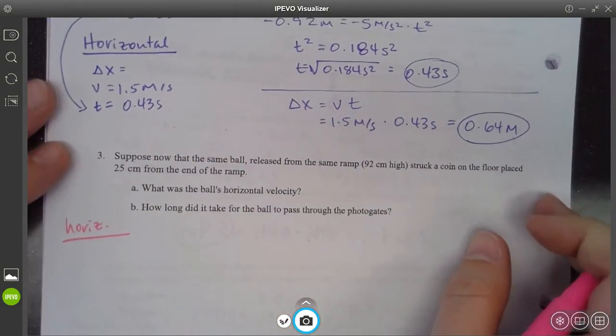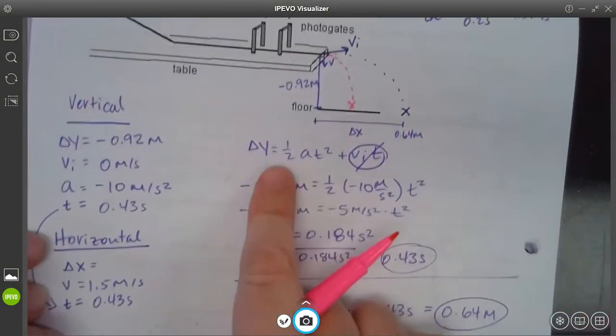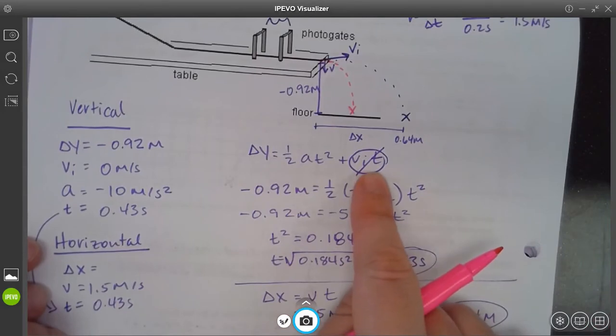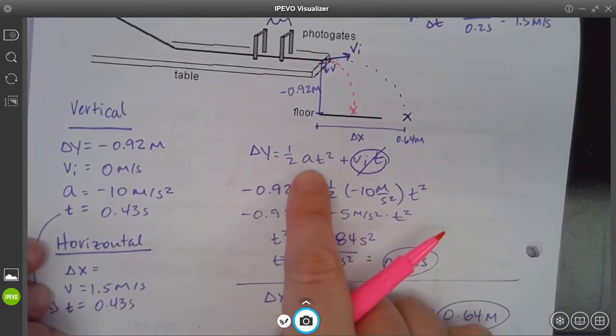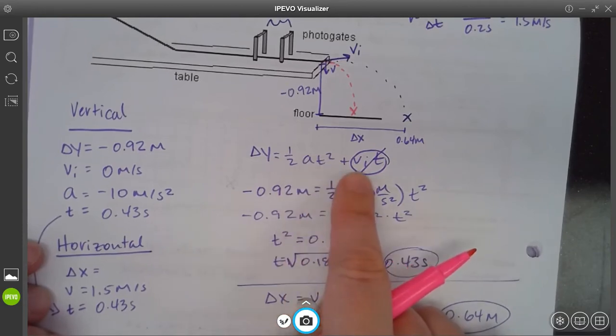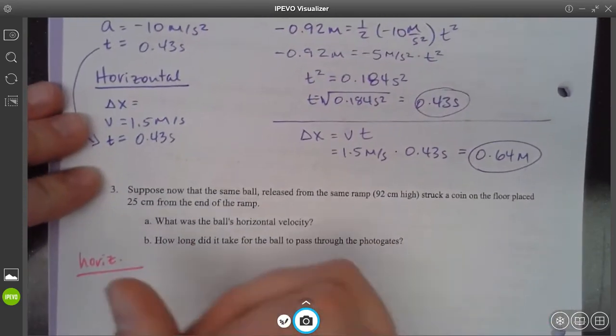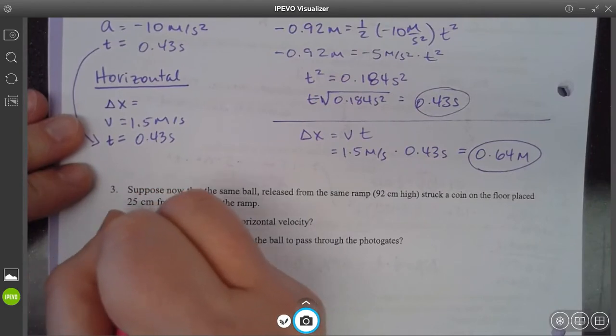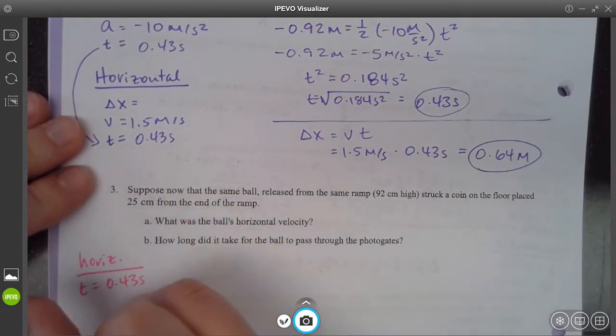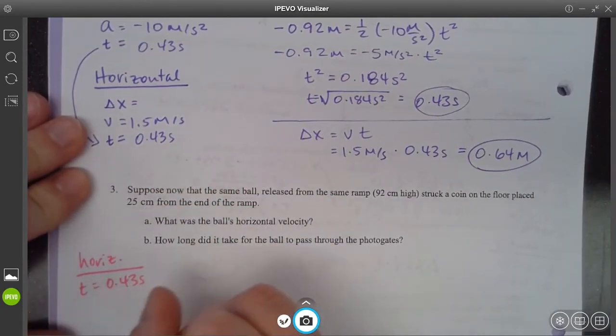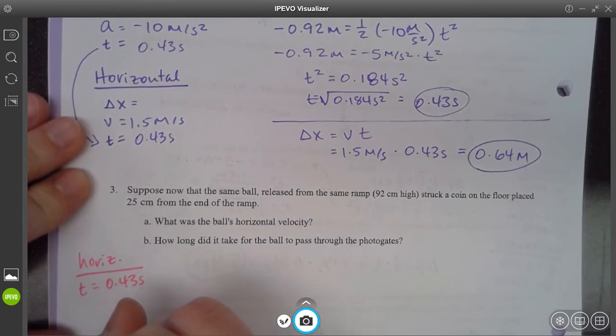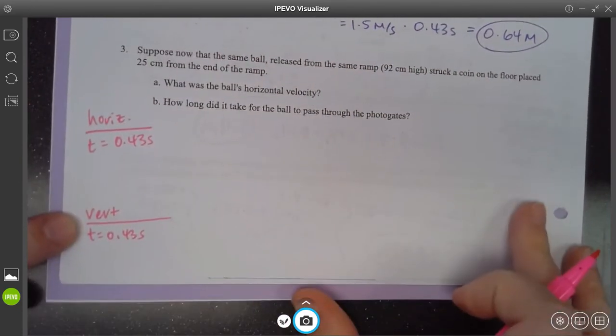So we know how much time it takes to get to the bottom because none of the things in this equation change just because the distance away from the table is different. Our height is still the same, acceleration is still the same, initial velocity is still the same. So it makes sense that time would be the same. So we know that our time is equal to 0.43 seconds. I'm going to put that down here too in a vertical section.